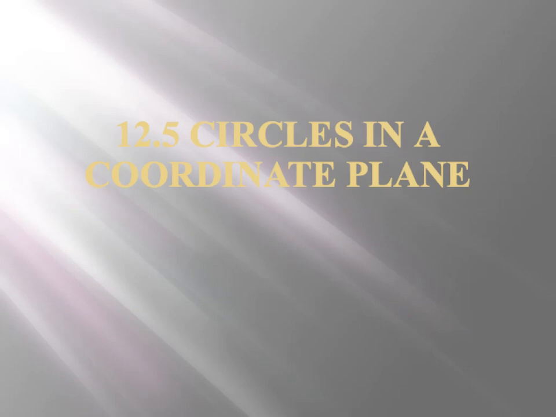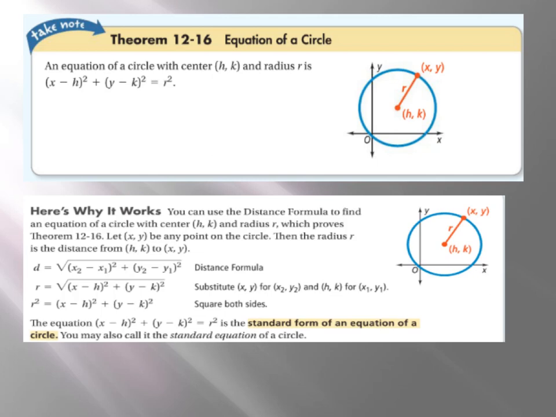12.5 Circles in a coordinate plane. If you're confused, a circle is a shape with no edges. A coordinate plane is an X and Y graph. First things first, I would write down this information right here.